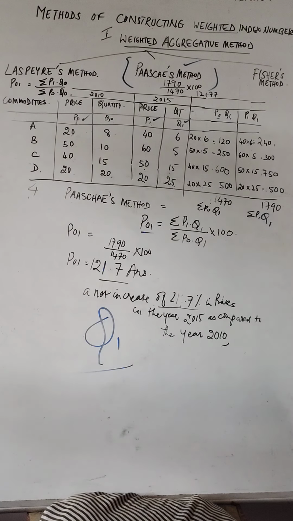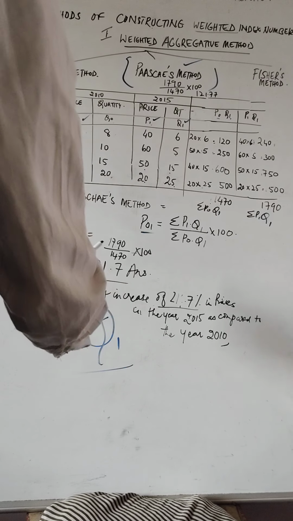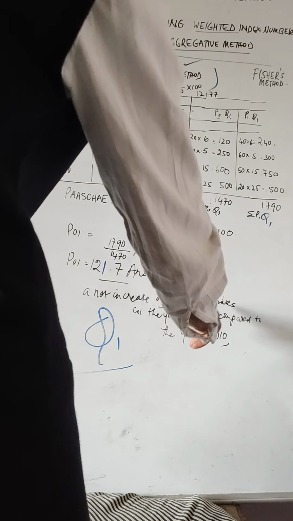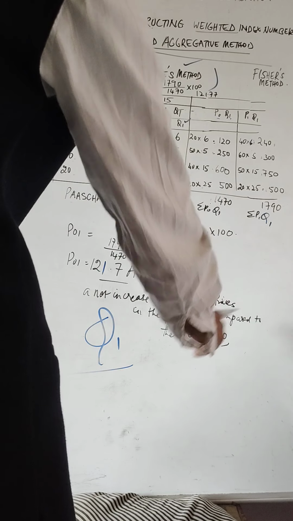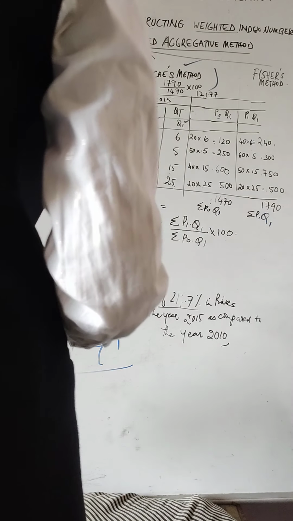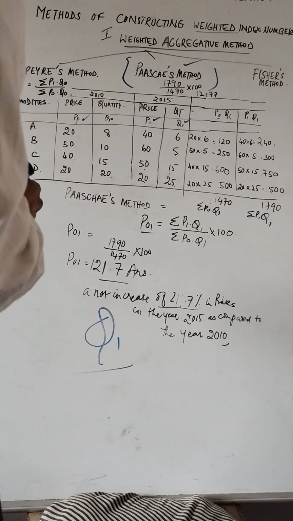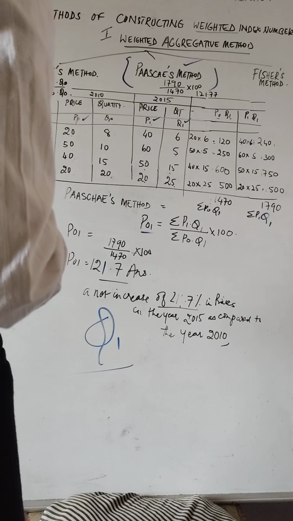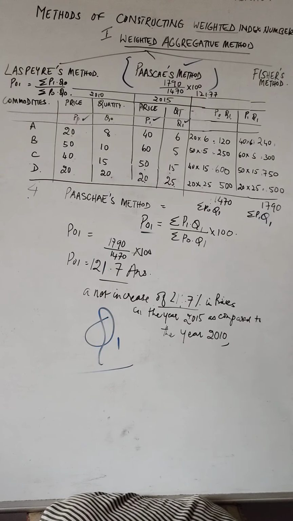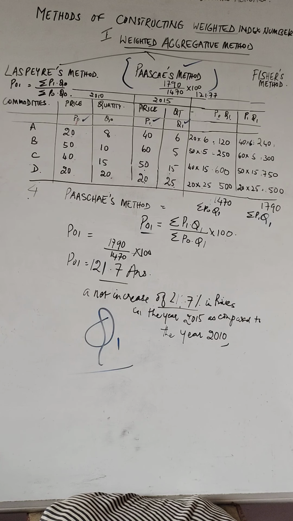So the answer to this question is 121.7. So there has been a net increase of 21.7 in prices in the year 2015 as compared to the year 2010, when we use Paasche's method of constructing the weighted index number. By which method? By the weighted aggregative method. So once again, let me tell you that what is needed is that you must do this in your notebook and take one, open your books, do another one from there, do the illustration from there, and then do one from the exercise.